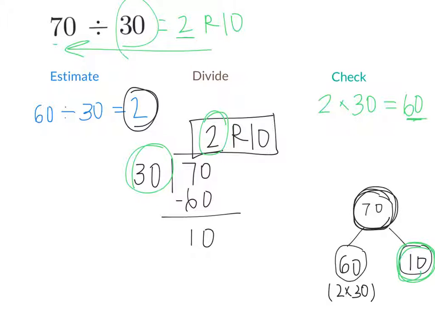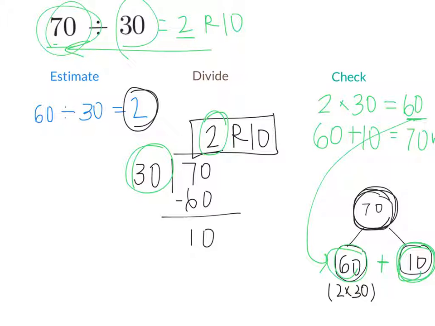So you can see the 60 is right here. It's this part, but we have to add it to our remainder. So we could do this. The check needs to show 60 plus 10 equals 70. And then you can put a check mark because it matches up with our whole.